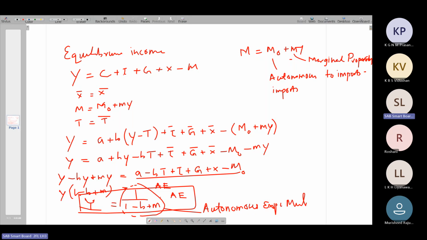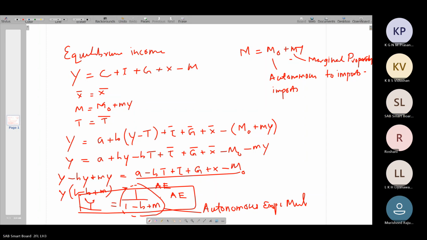With respect to these right hand side variables, autonomous expenditure will have an effect on national income, as identified by the multiplier. So that is the multiplier, and it's positive. Now that multiplier is 1 over 1 minus b plus m. So that is the open economy multiplier.